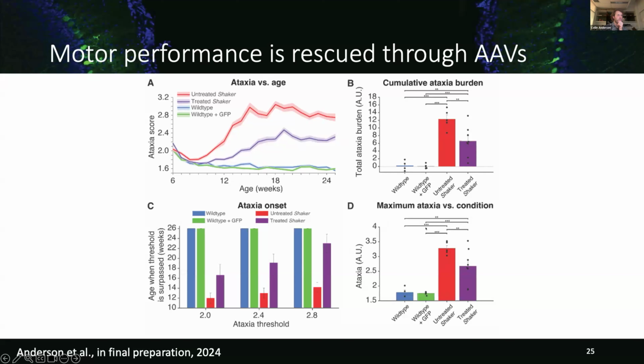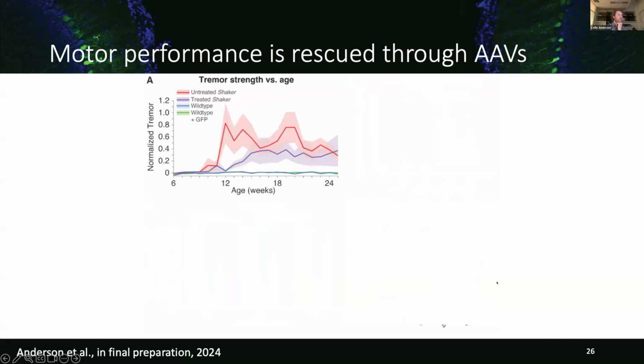And so if we also look at the maximum ataxia, so the peak ataxia that they display versus the condition, we've dropped that as well, which is really nice to see. Moving on to tremor, it's a bit more complex, actually. It seems like it's perhaps because the tremor kind of peaks and then drops off a bit over time, and we've kind of delayed this onset.